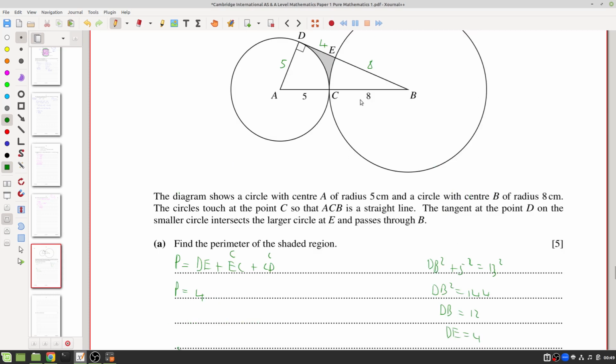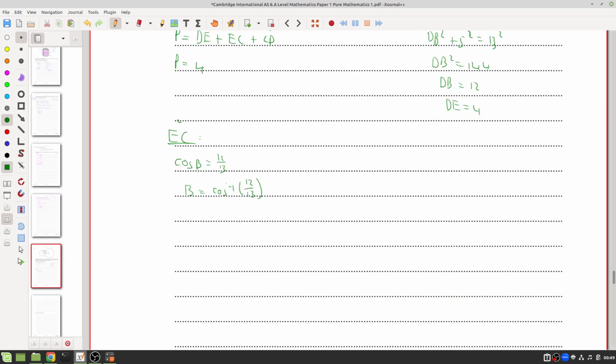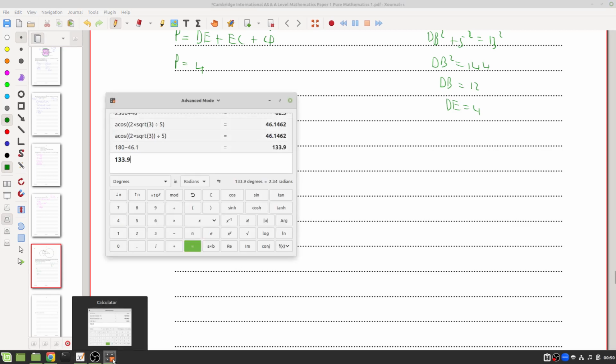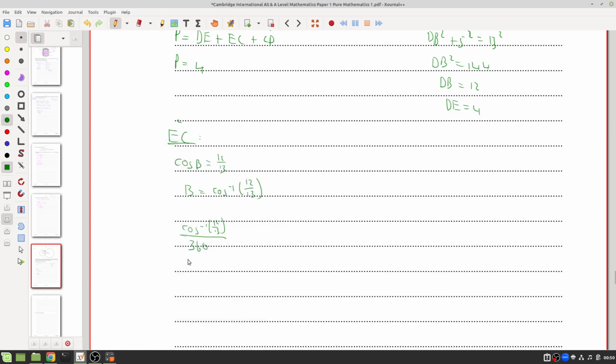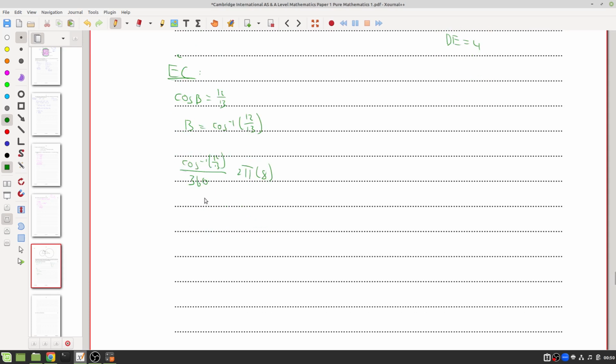Now, to find the arc length, we're going to say this angle over, and if you do radians or degrees, it doesn't matter. I'm just going to do degrees, because I'm not sure about the radians thing on my calculator. It gives you both. Okay, so that's actually quite nice. But I'm just going to use degrees. Times 2 pi r, because that's the circumference. And our radius is 8 in this case. Okay.